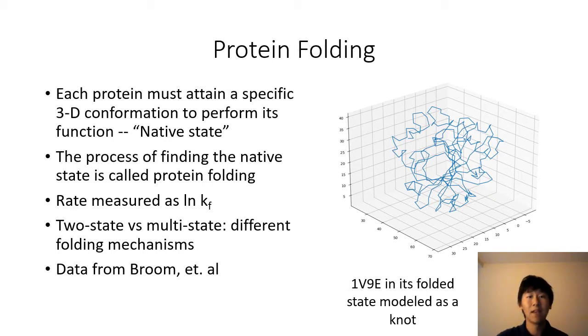Now, K sub f is the experimentally determined folding rate constant. For our purposes, we compare our measures against the natural log of K sub f. Folding can occur in a two-state mechanism, meaning that the protein is either fully folded or unfolded, or in a multi-state mechanism, meaning the protein can get stuck in transition states while folding, and this folding style influences the folding rate. For our study, we used folding rate data for a set of two-state and multi-state proteins used in a previous study by Broom, and we used coordinate data from the PDB.